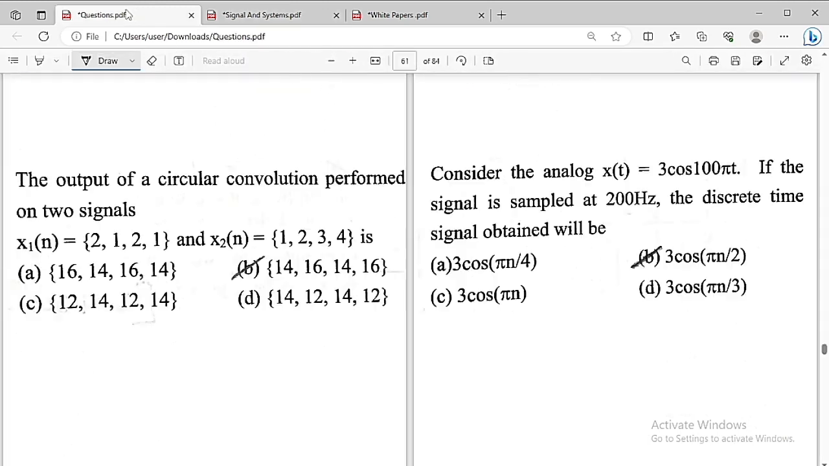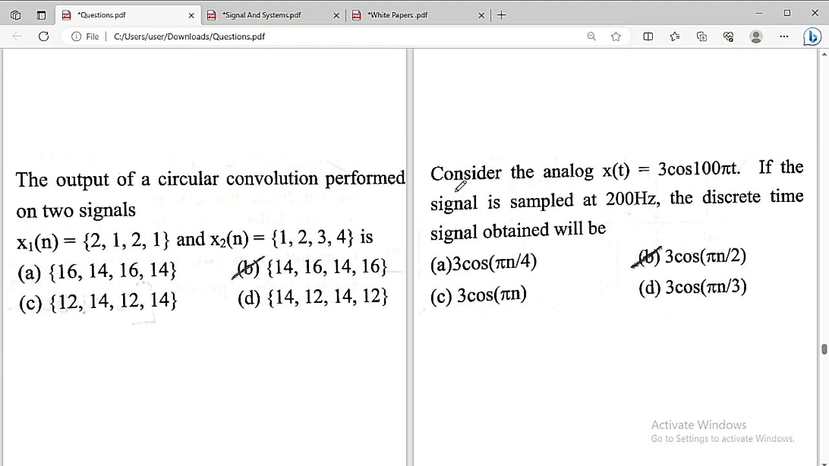So now let's go for another question. See the question here. The question says: consider the analog signal x of t is equal to 3 into cos of 100 pi t. If the signal is sampled at 200 Hz, the discrete time signal obtained will be, listen carefully, consider the analog signal x of t is equal to 3 into cos of 100 pi t. If the signal is sampled at 200 Hz, then the discrete time signal obtained will be.